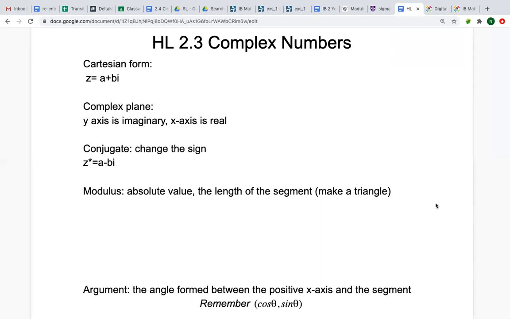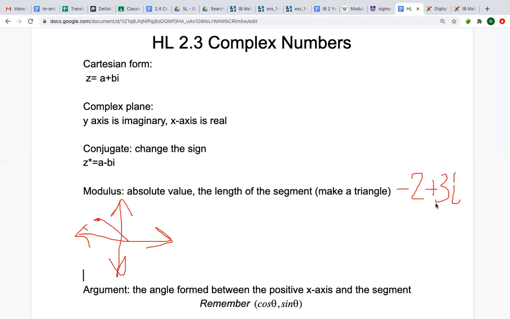The modulus is the absolute value. It's the length of the segment. So the way that we do this is we make a triangle. So let's say we have one that looks like this, and let's put it up here. Let's say this is -2 plus 3i. Just making this up as I go.